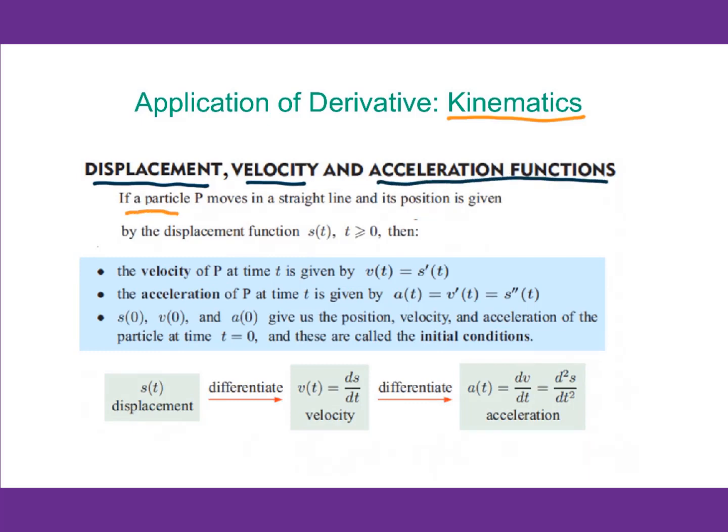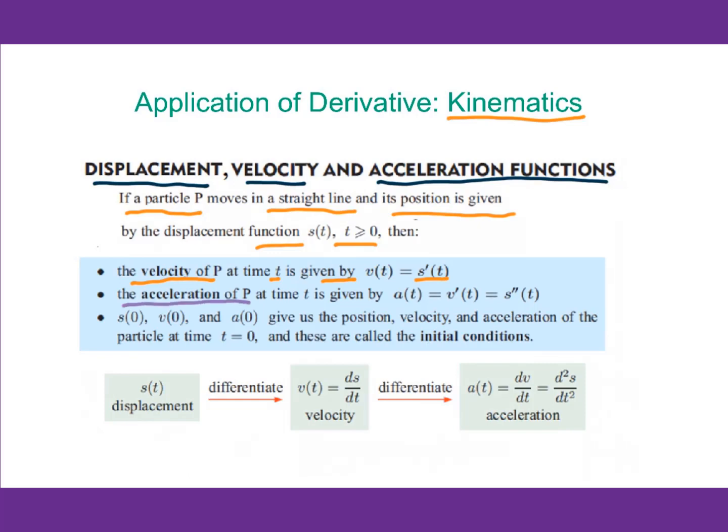If a particle P moves in a straight line and its position is given by the displacement function s of t, t greater than or equal to 0, then the velocity of P at time t is given by v of t equals s prime of t. In other words, velocity is the derivative of displacement.